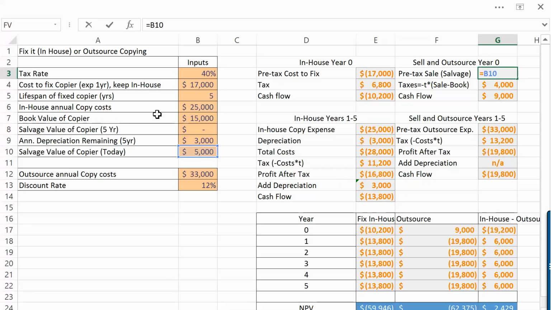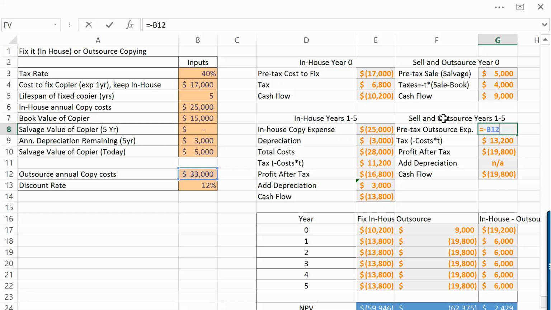Now, if we sell it, we'll get $5,000 today. That's what I said the resale value is today. We'll then calculate the tax: minus the tax rate times the resale minus the book. Now, this one has a book value of $15,000. So actually, it's going to show up as a loss. We're going to sell it for $5,000, but it's still worth $15,000 on the books. So you're actually going to have a $10,000 loss on the sale. That's going to generate a tax savings of $4,000. So actually, you have a $9,000 cash flow from its sale: $5,000 from the sale, $4,000 from the tax shield.